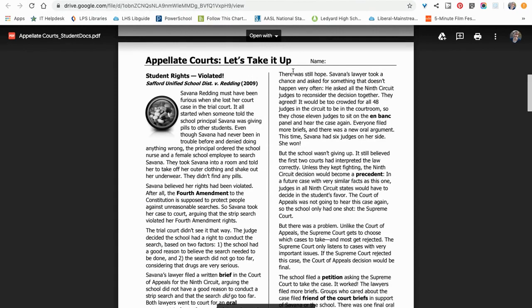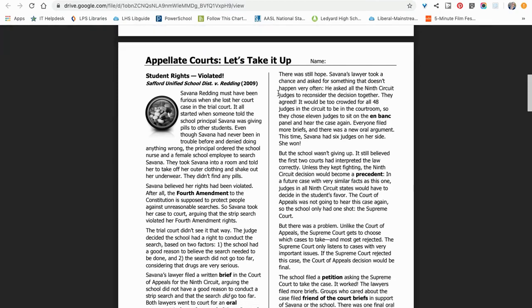There was still hope. Savannah's lawyer took a chance and asked for something that doesn't happen very often. He asked all the Ninth Circuit judges to reconsider their decision together. They agreed. It would be too crowded for all 48 judges in the circuit to be in the courtroom, so they chose 11 judges to sit on the en banc panel and hear the case again.